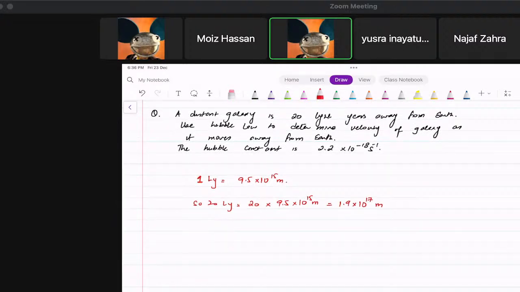Now we need to find the speed. We know Hubble constant is given by the recession speed over the distance. So to find the speed, we got to multiply the Hubble constant with distance. The Hubble constant is 2.2 times 10 raised to minus 18, and the distance we just found out is 10 raised to 17. So the speed at which that body is receding would be equal to 0.42 meters per second. Is that clear, everyone?